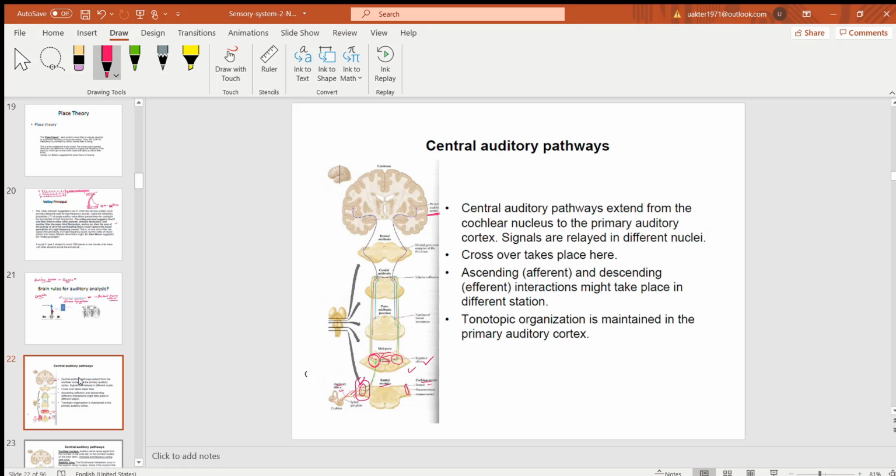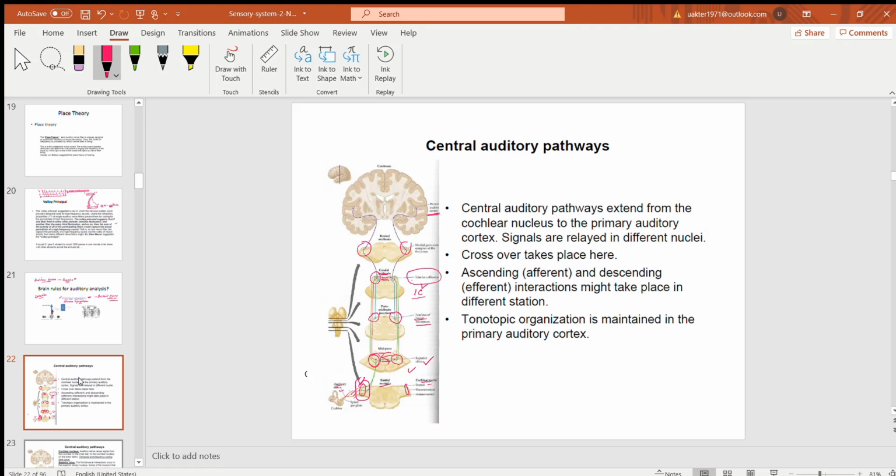Okay, then the signal goes through the lateral lemniscus. Here some relay takes place, and then from the lateral lemniscus the signal is taken to the inferior colliculus. This writing is not very clear. This is the inferior colliculus, and it is also in the midbrain, and in this area you also see some crossover. That means the signal is being taken to the contralateral side.